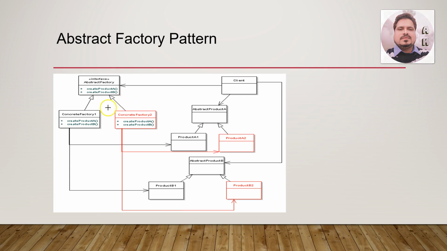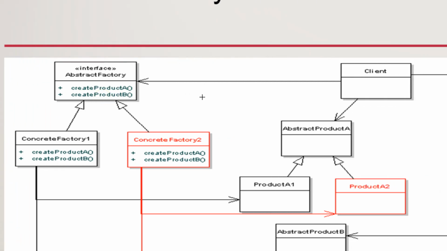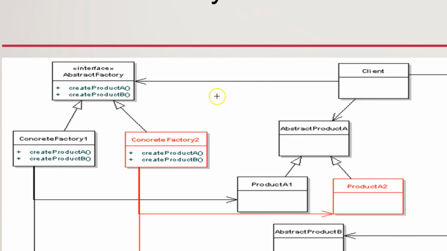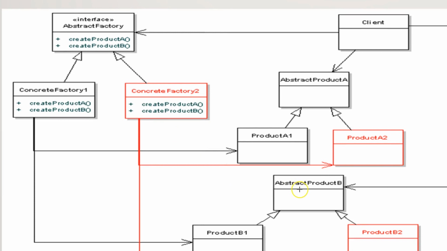Let's zoom in here. This is an interface, the abstract factory, and it has two methods, createProductA and createProductB. Here createProductA returns an abstract product A kind, and createProductB returns an abstract B kind. So abstract product A has different families of objects like product A2 or product A3. Similarly, abstract product B holds products B1, B2 and B3.